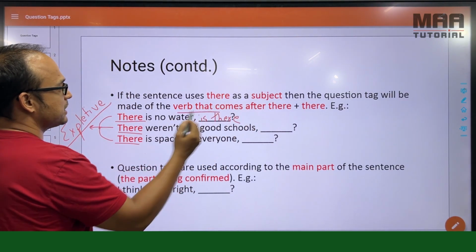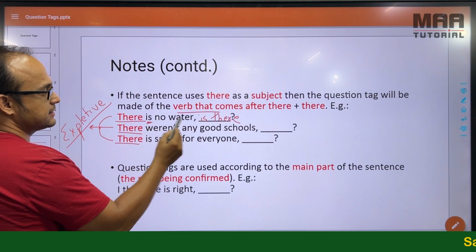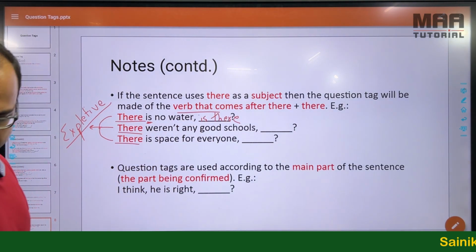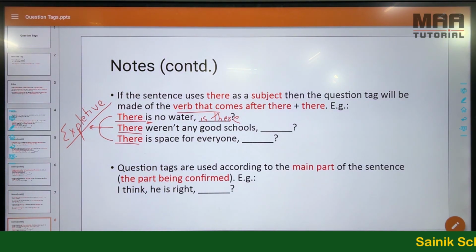The tag is made of the verb that comes after there. What is the verb that comes after there? Is, and then there. There is no water. Is there? Let's see if somebody can tell the next one. There weren't any good schools. What is the verb that is coming after there? Weren't, were. And then there. There weren't any good schools. Were there?